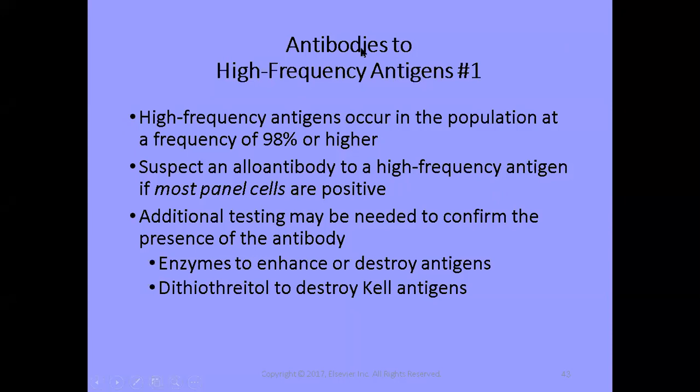We're going to move on to a different topic next, and we're going to discuss antibodies to high-frequency antigens. Remember, a high-frequency antigen is one that is found in most people, basically 98% of the population or more. We want to suspect an allo antibody to a high-frequency antigen when most of the panel cells are reacting with our patient. We may have to do additional testing to confirm the presence of the antibody. Sometimes we use enzymes, as in the last example, to either enhance or destroy antigens, or dithiothreitol and other such sulfhydryl reagents to destroy KEL antigens.